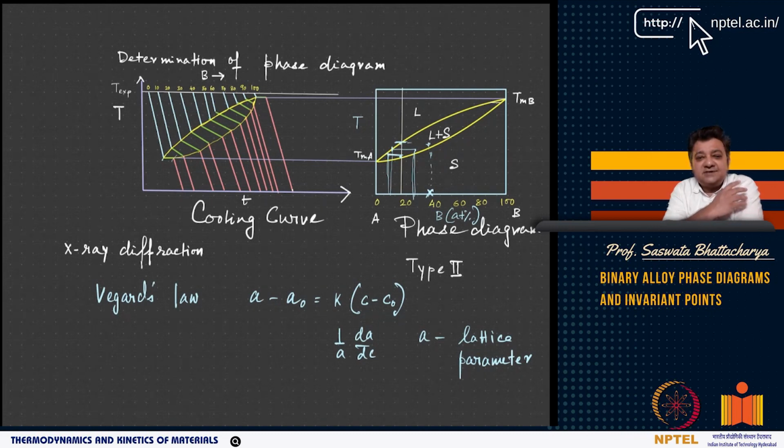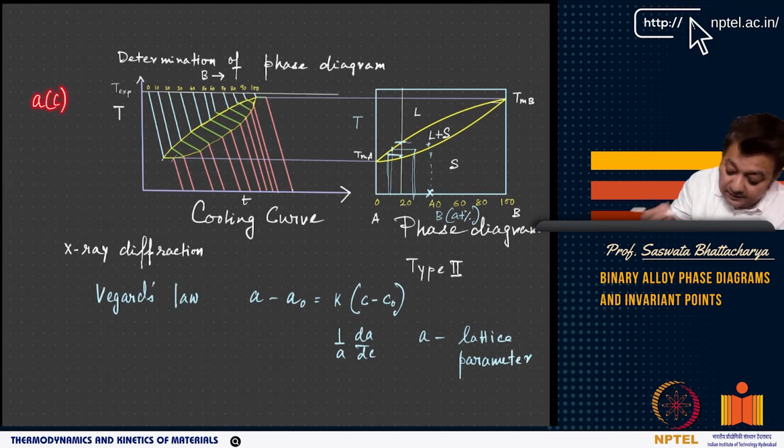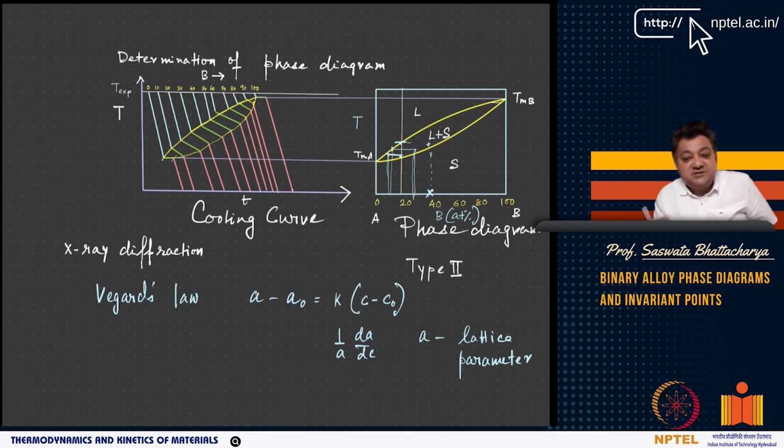Vegard's law basically states the change in lattice parameter with composition, right? A of C, you can write. So as the composition of the solution changes, there is a change in the lattice parameter.